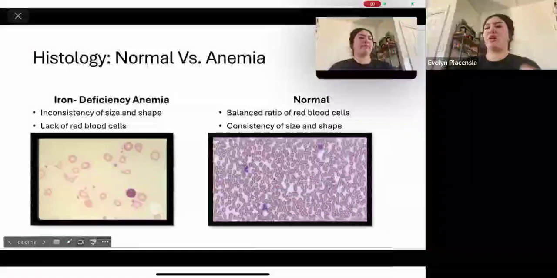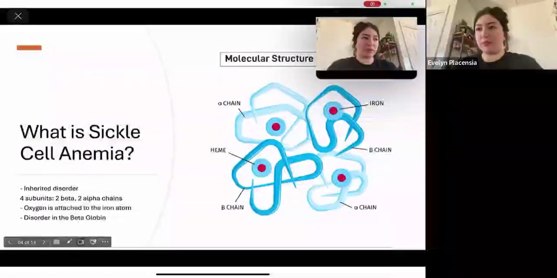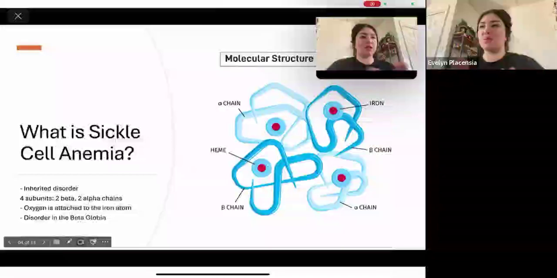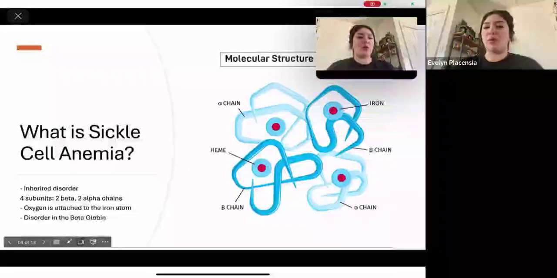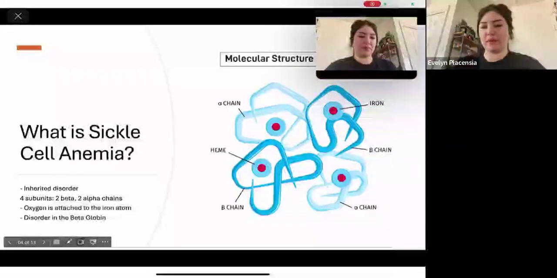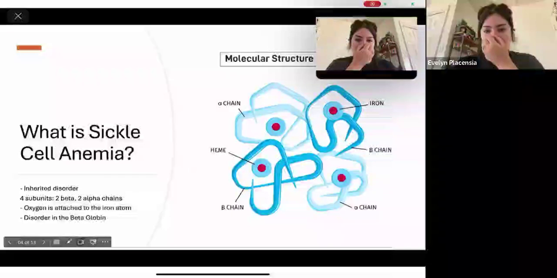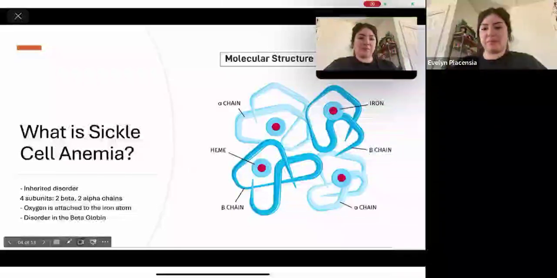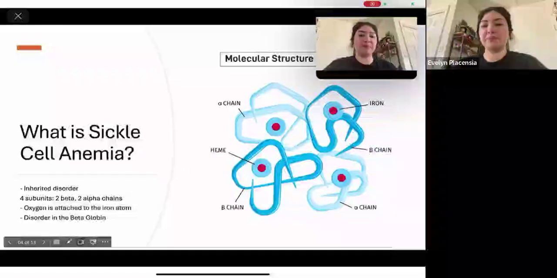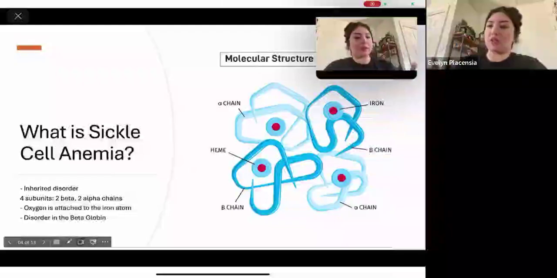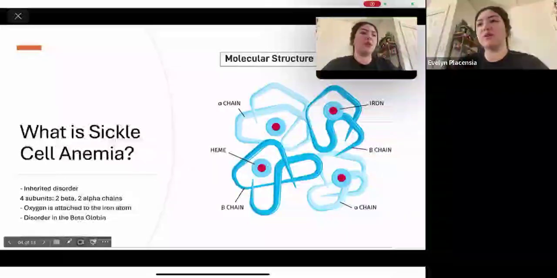Now that I've talked about what anemia is, let's move on and talk about what sickle cell anemia is. This disease is considered rare in the States, but not worldwide. And there's a reason for that, and we will talk about that further into the slides. It is the most common inherited blood disorder, though. So what is sickle cell anemia?